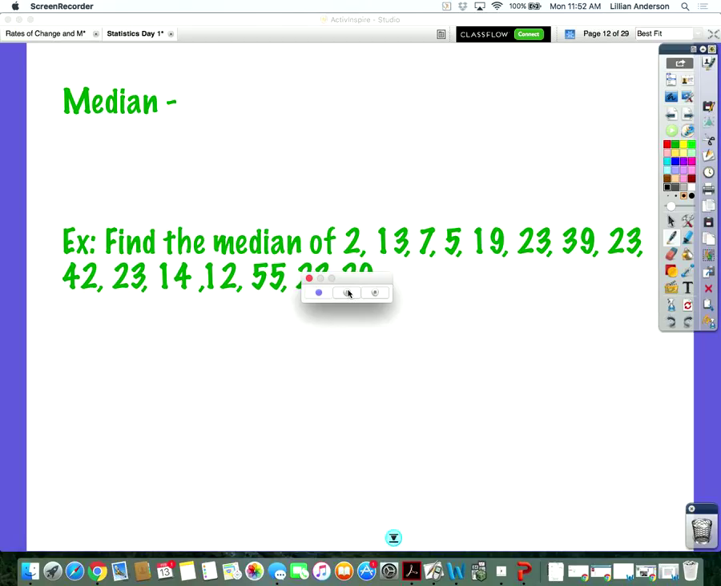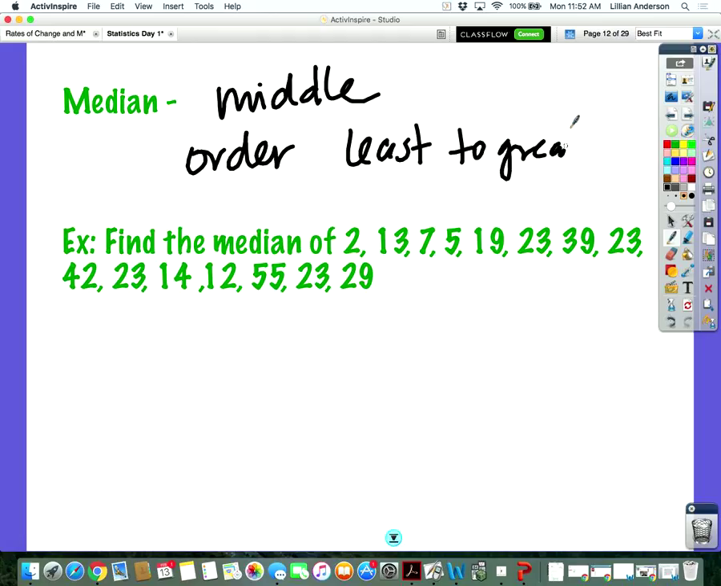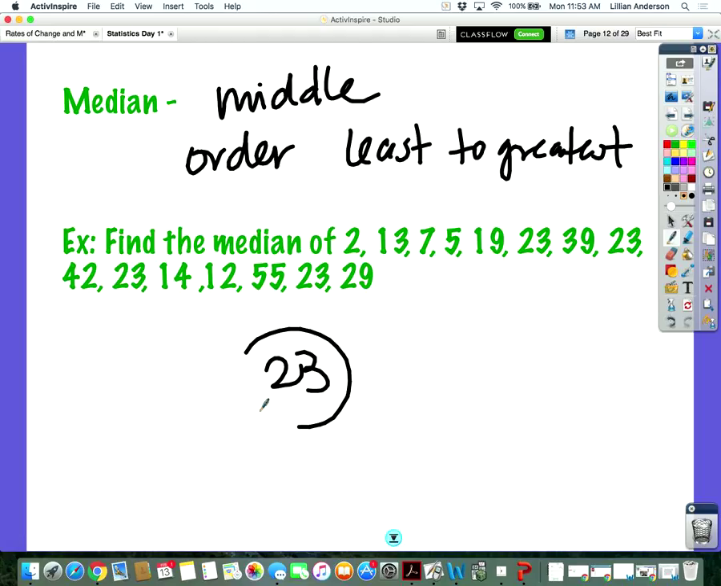So what does median mean? Middle. But you have to make sure the numbers are in order, from least to greatest. Okay, find the median of this. What's the median? 23. Put them in order, or if you decide not to put them in order, that's fine as long as you get the right median.